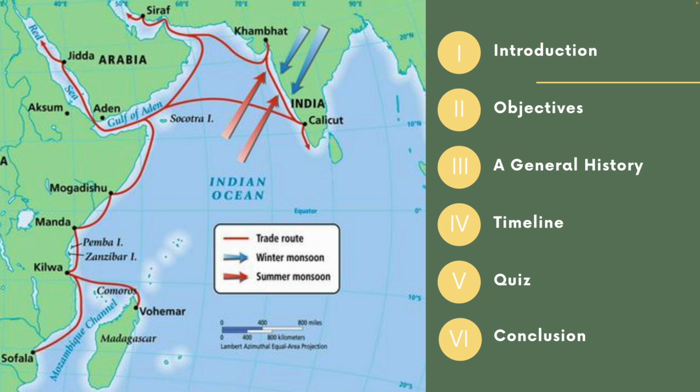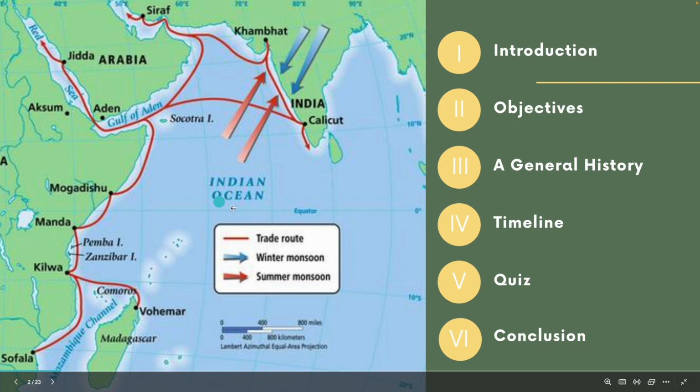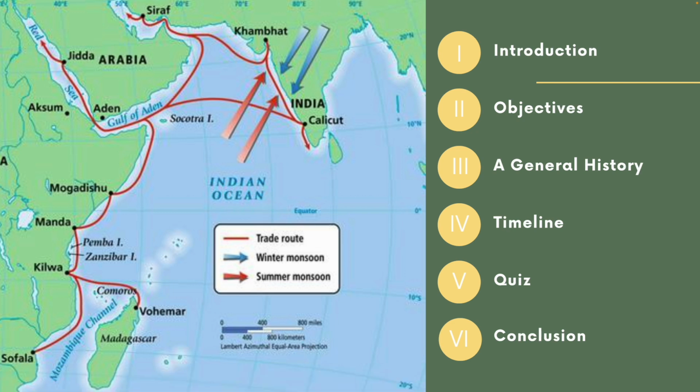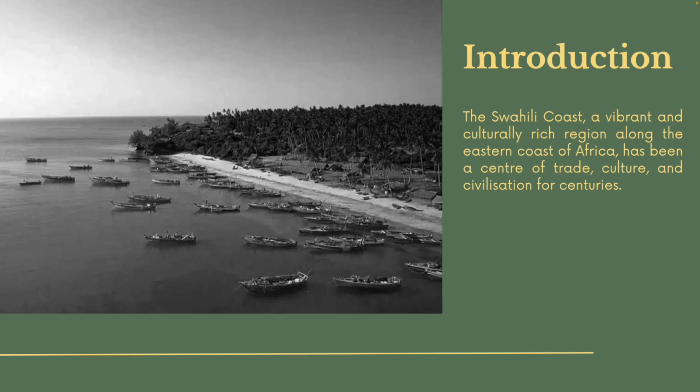We're doing African studies, but the connection between India and Africa is the Indian Ocean, which is a large body of water that gives access from Africa to the Indian subcontinent. So here on the left-hand side, we see this beautiful picture of the Swahili Coast, and you can see all these canoes, right? So the Swahili Coast is a vibrant and culturally rich region along the eastern coast of Africa. It has been a center of trade, culture, and civilization for centuries. So not just for decades, but for centuries, okay?